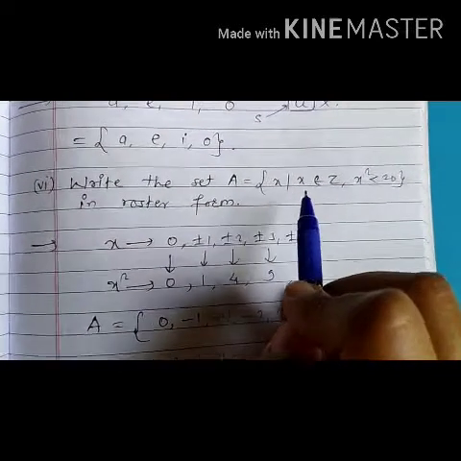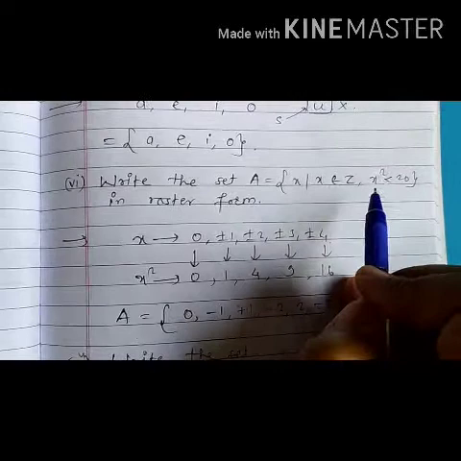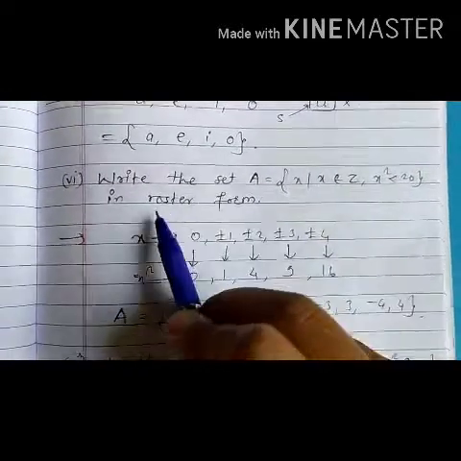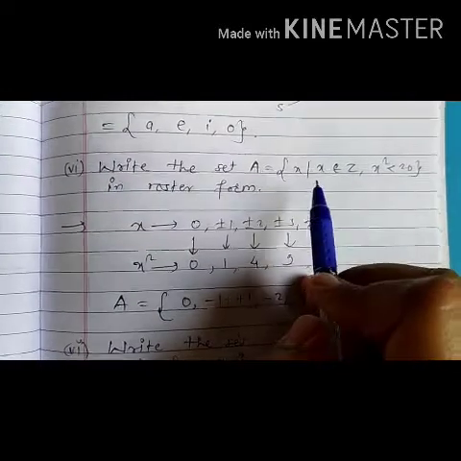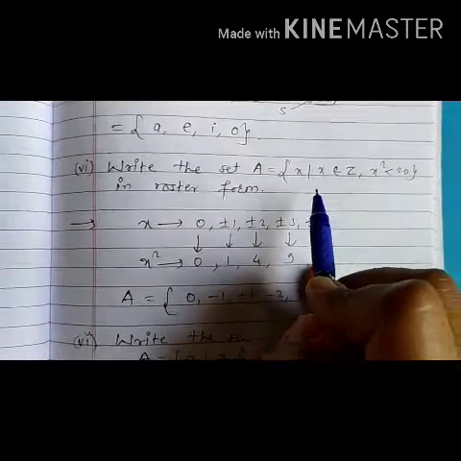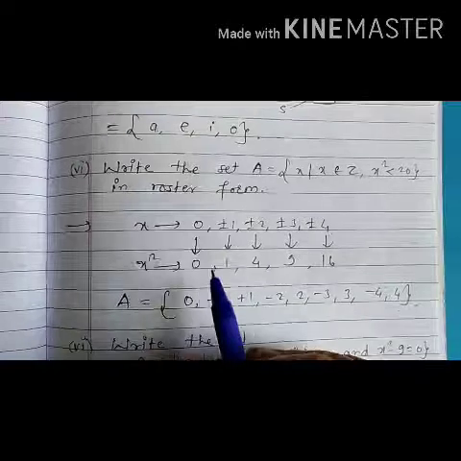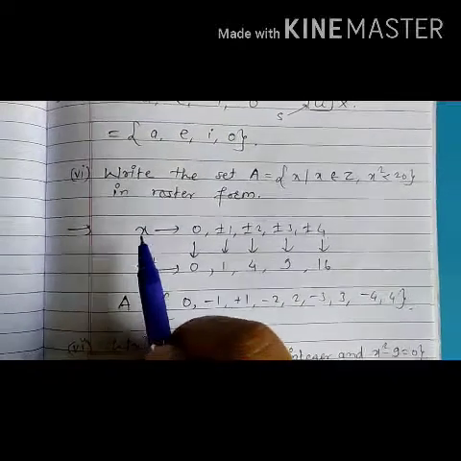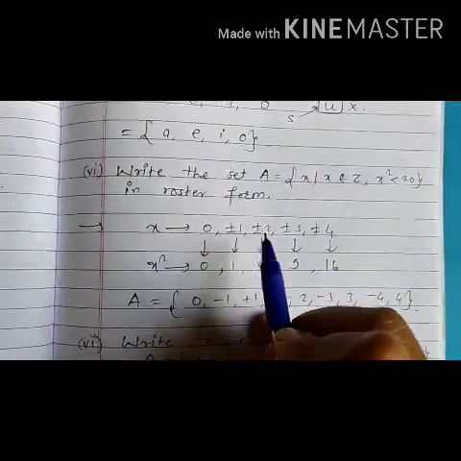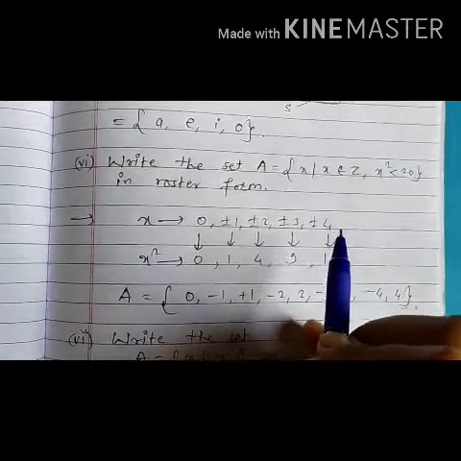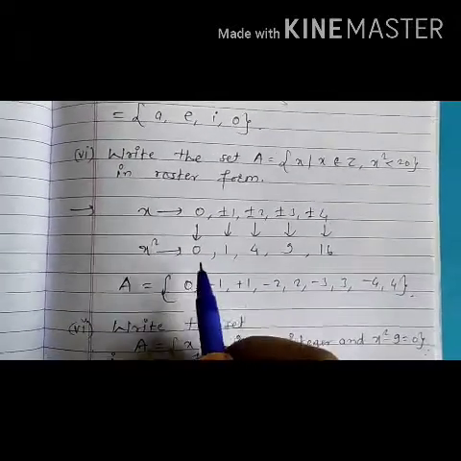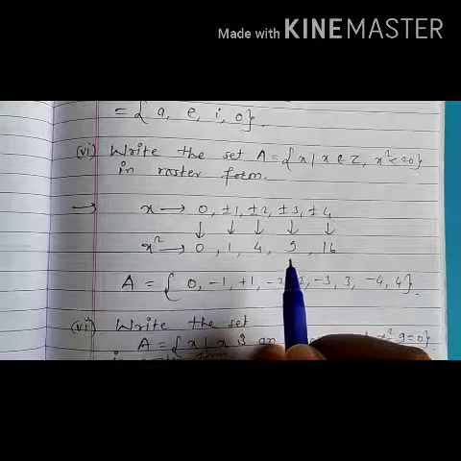Now the sixth example, write the set A, where set A is the set of x such that x belongs to Z, that is x is an integer, and x square less than 20, in roster form. Now students, x is an integer means x will take values 0, plus minus 1, plus minus 2, plus minus 3, plus minus 4 and so on. But for x as 0, plus minus 1, plus minus 2, plus minus 3, plus minus 4 we have x square as 0, 1, 4, 9, 16.